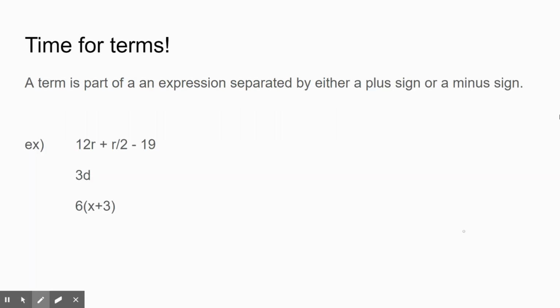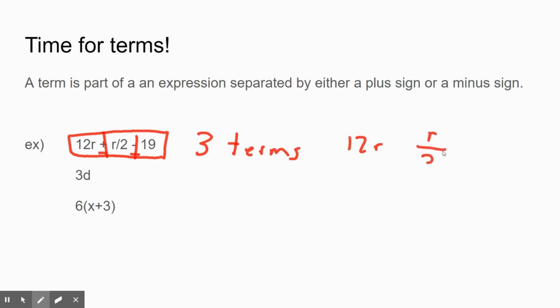Alright, so now that we've tried writing an expression ourselves, let's try talking about terms. Now, if you did your work over break, you should know what a term is. That's part of an expression separated by either a plus sign or a minus sign. But let's look at some examples of terms. In this first example, we have a plus sign here and a minus sign here. If we make this into like a box sort of thing, and draw a line through our plus and minus signs, you'll see that we have 3 sections. That means that we have 3 terms in this first example. We have 12r, we have r over 2, and we have 19. You could probably call that negative 19 if you wanted to as well. Depends on how you want to think about it.